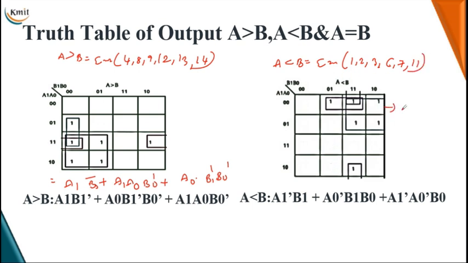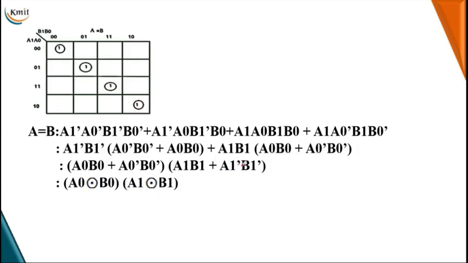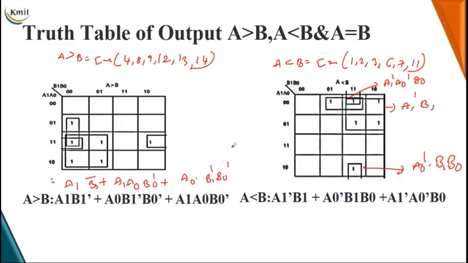Again, it also generates 3 groups: one is a quad, and 2 are pairs. The quad can generate the product term A1 bar B1. Of the 2 pairs, the first pair is generated with A1 bar A0 bar into B0. The second pair will generate the minimal product term A0 bar into B1 B0. So these are the minimal expressions of A less than B and A greater than B.